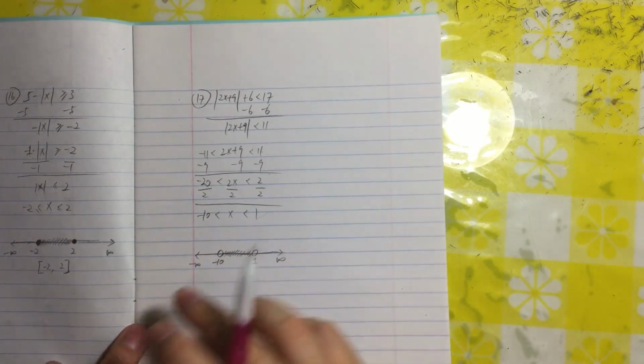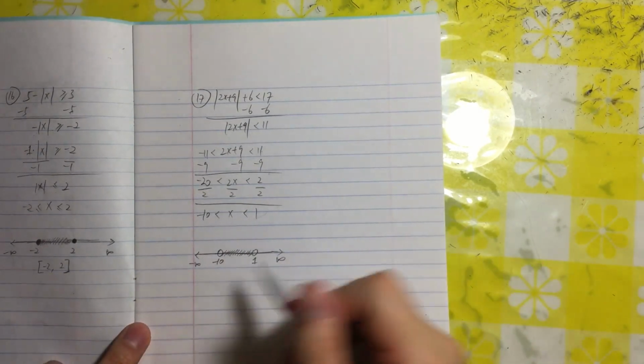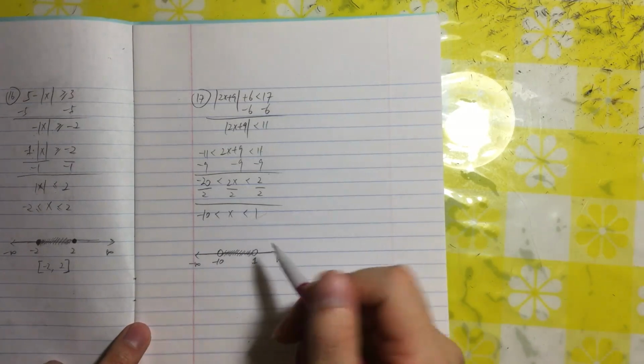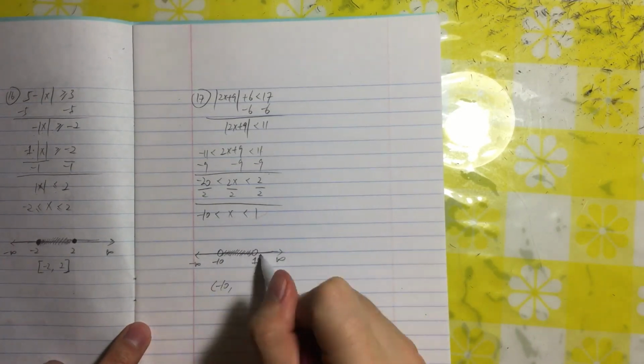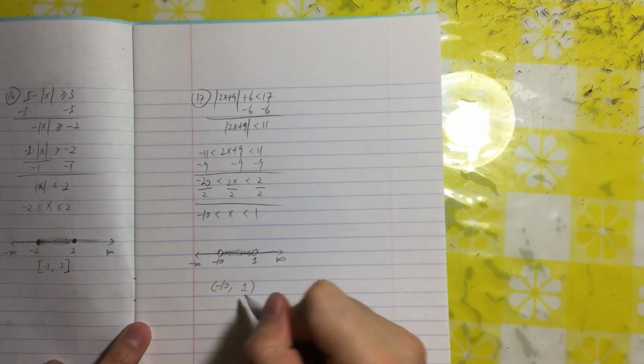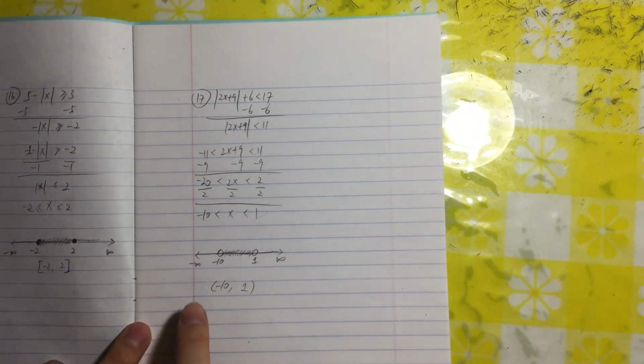Next, let's write the solution using interval notation. Look at the straight region here. The left endpoint is negative 10, it's not included. The right endpoint is 1, it's also not included. That's the interval notation of the solution.